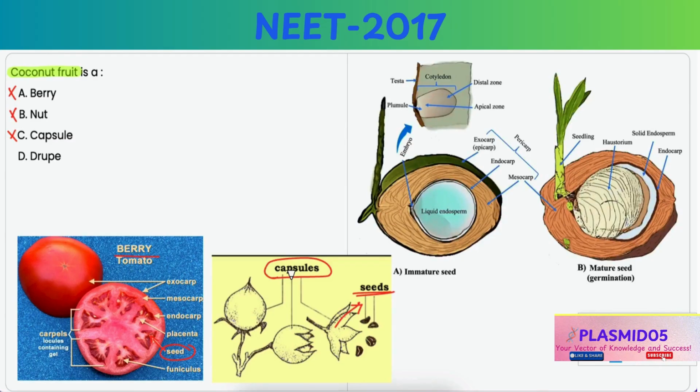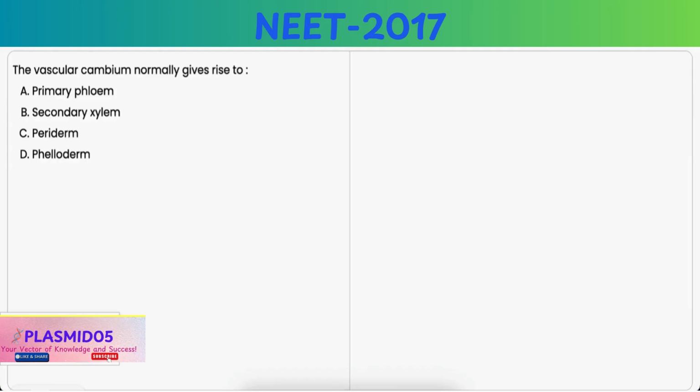Option D, drupe. Now, coconut is a drupe fruit because it has three distinct layers in its pericarp: an outer exocarp, a fibrous mesocarp, and a stony endocarp that encloses the seed. So this is the characteristic of drupe fruits such as coconut as well as mangoes, peaches. Hence, it is the correct option.